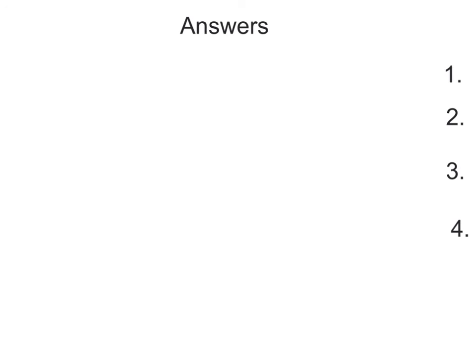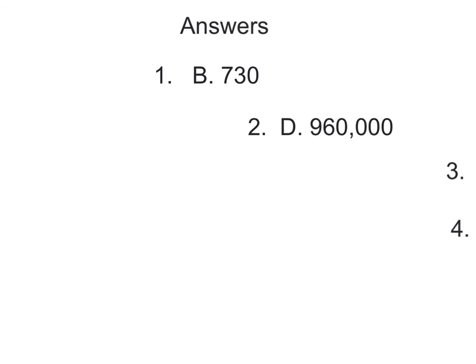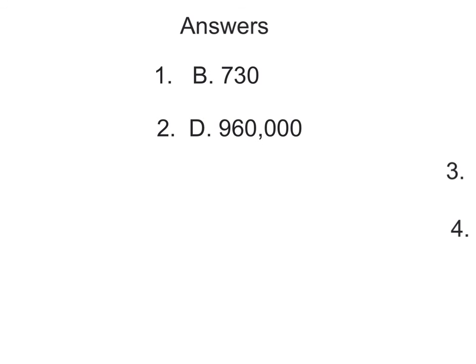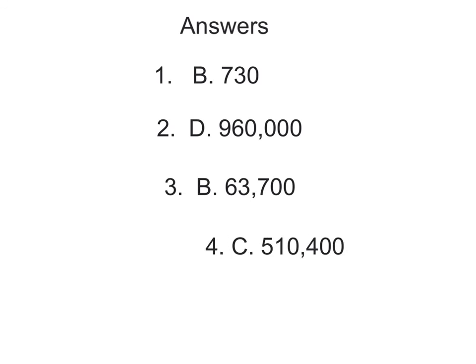Okay, our answer to number 1 is B, 730. Number 2 is D, 960,000. Number 3 is B, 63,700. And number 4 is C, 510,400. Okay, this is the end of the video.